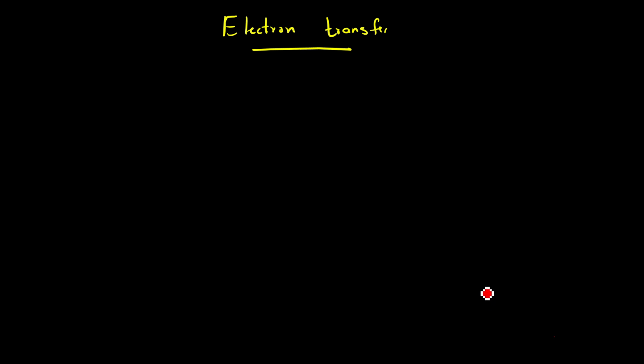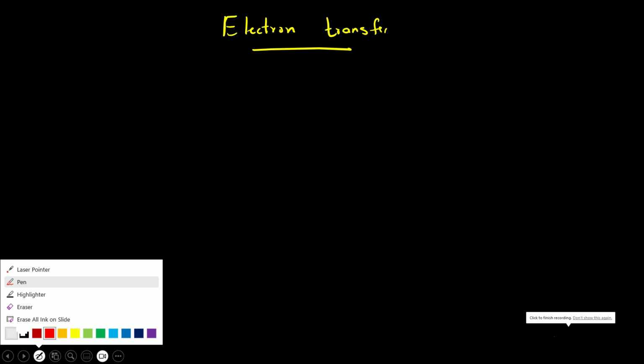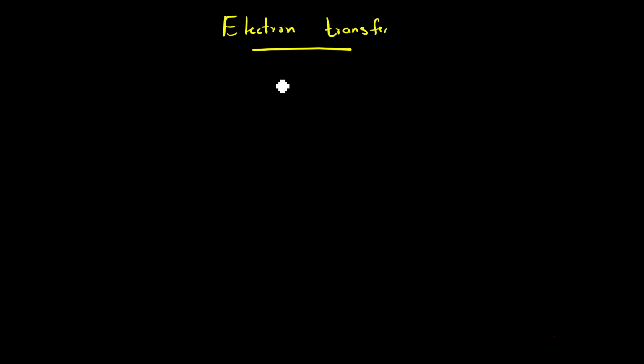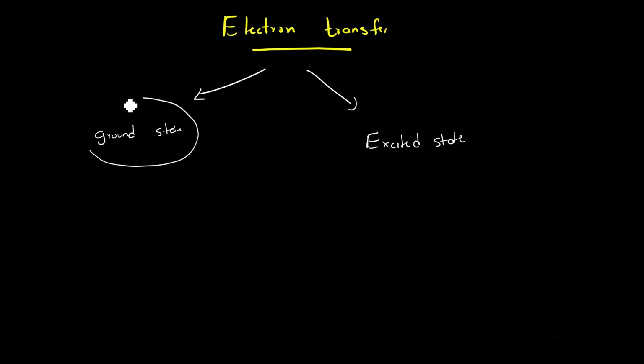So in this video, let's talk about the electron transfer in photochemistry. When we are talking about the electron transfer, there are two types of it, right? First thing is it can be done in ground state. Or the electron transfer can happen in excited state. Now, if we are looking at the ground state, the basic reaction would be like this.